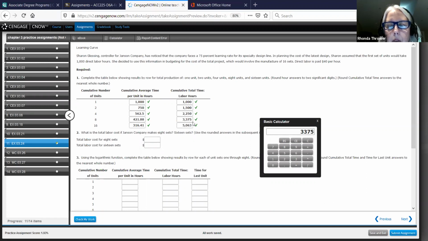So 3,375 is going to be multiplied by the direct labor that they pay per hour, which was given to you at $40. So we're taking the cumulative total time for labor hours and multiplying it by $40, and that's going to give us the total labor cost for 8 sets, which is $135,000.